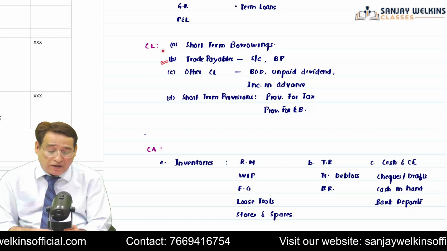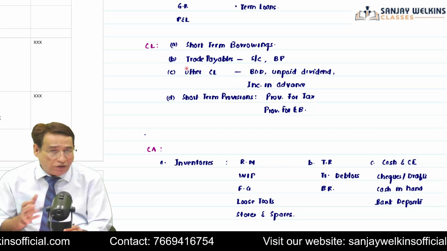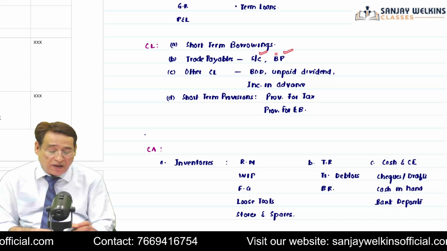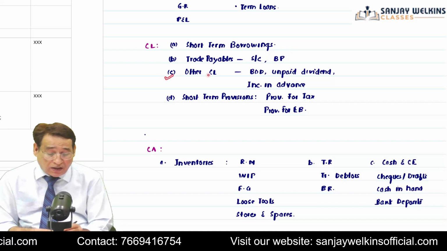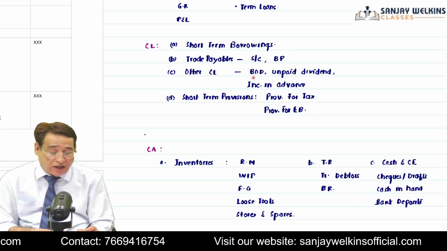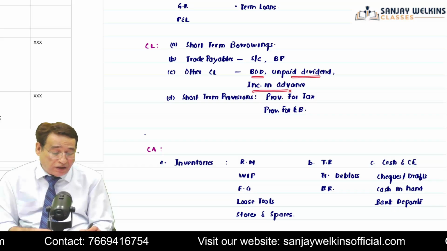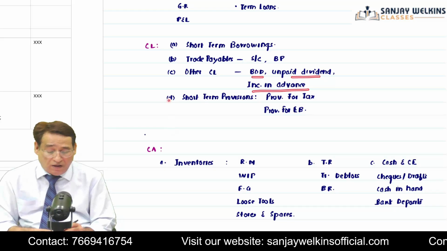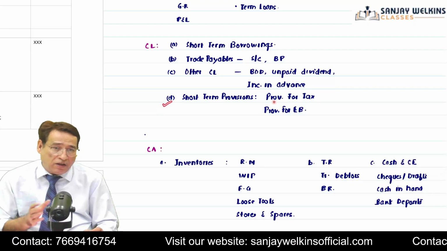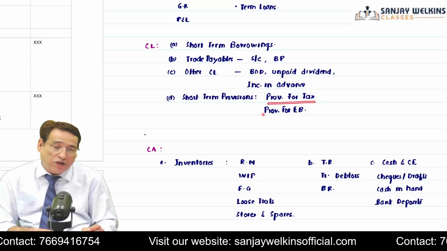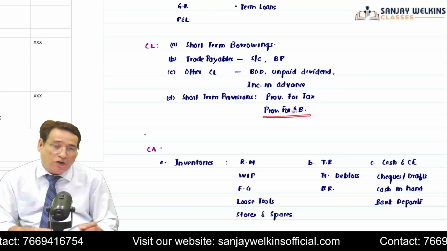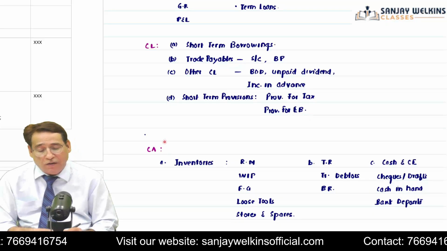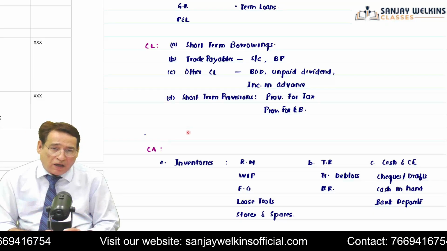Similarly, we will write under the second category, trade payable. When we say trade payable, it means sundry creditor and bills payable. Then other current liability, like bank overdraft, unpaid dividend, income received in advance. Similarly, short-term provisions. Generally, under short-term provision, we will include provision for tax and short-term provision for employee benefits. Is it clear to you? So this is all about your liability side.